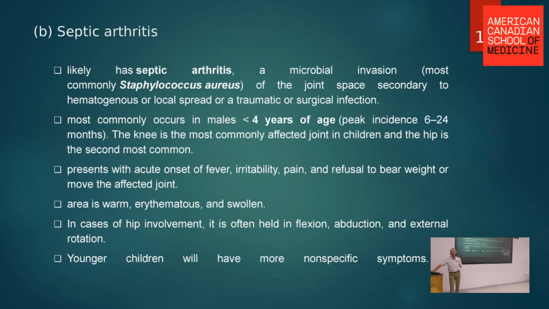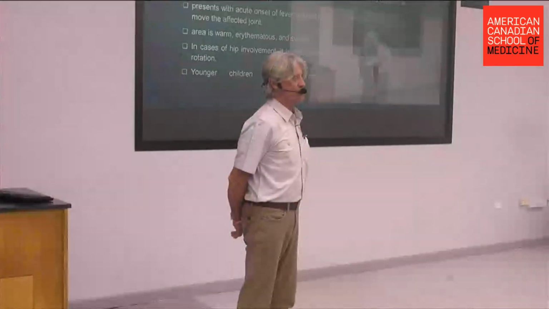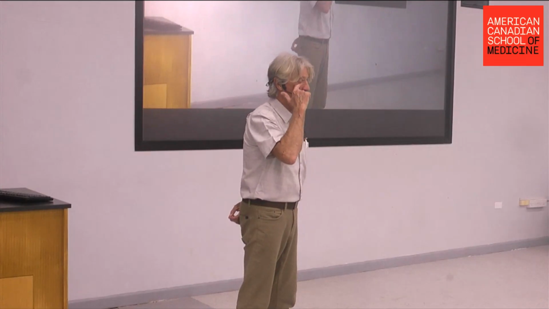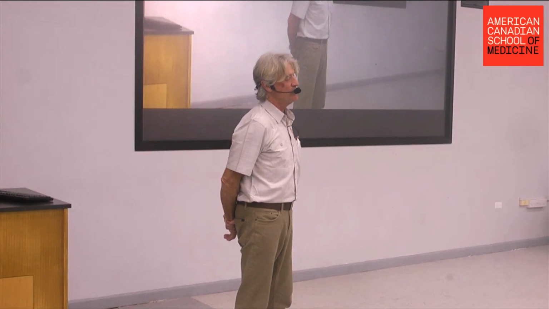More common in males under the age of 4. Acute onset of fever, irritability, refusal to weight bear, warm, erythematous, swollen. You probably should get an arthrocentesis done before you begin antibiotics. Usually this is ultrasound guided arthrocentesis or fluoroscopic guided arthrocentesis. They'll do this in the interventional lab, where the orthopedist will assist with this.